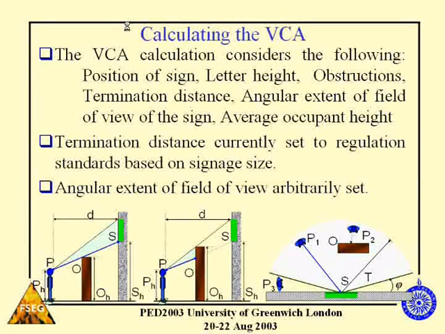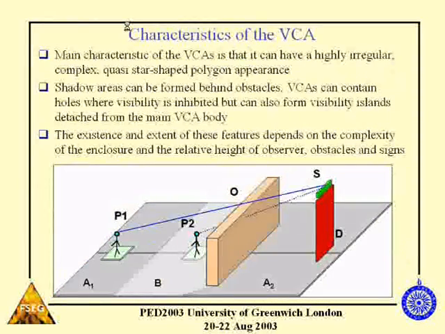And we also have an angle of view. You can't see the sign if you're looking parallel along the sign. So there's an angle of view built into the visibility catchment area as well. One of the things about visibility catchment areas is that this shadow area where the sign is not visible from can take on very complex shapes. And in fact, you can get islands of visibility in a sea of invisibility. So the visibility catchment area becomes a very complex structured entity.